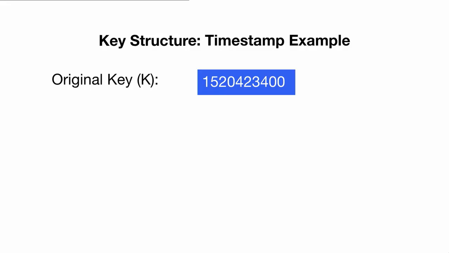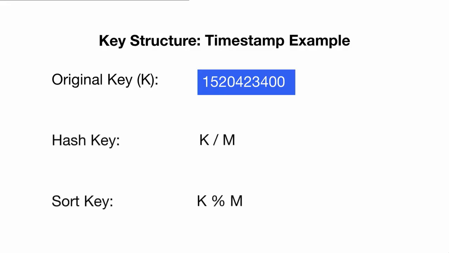Key structure, timestamp example. Original key K, 15204234000. So to walk through a more practical example, let's say your key is a timestamp, which as we talked about is very prone to hotspotting. Hash key K/M, sort key K%M. So when you construct your Osiris client, you have to tell it how to split your key into a hash key and a sort key. Key splitting algorithm is what we call it.